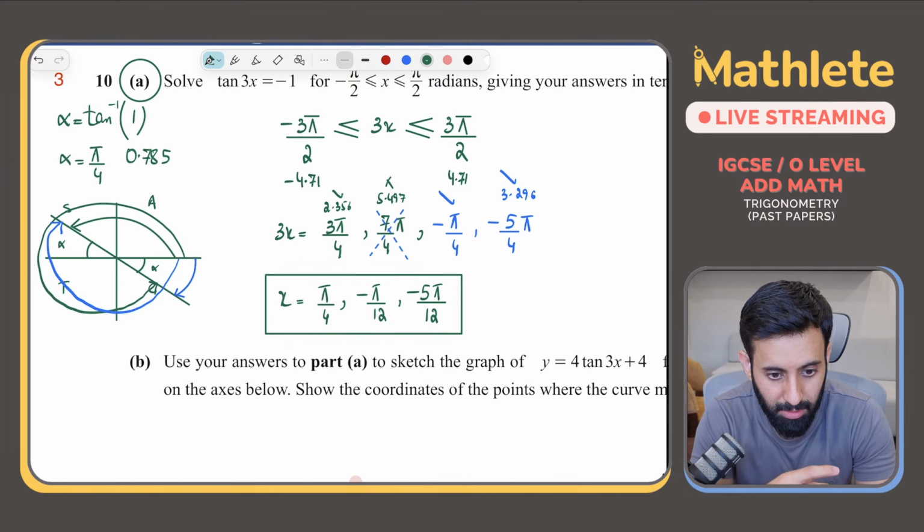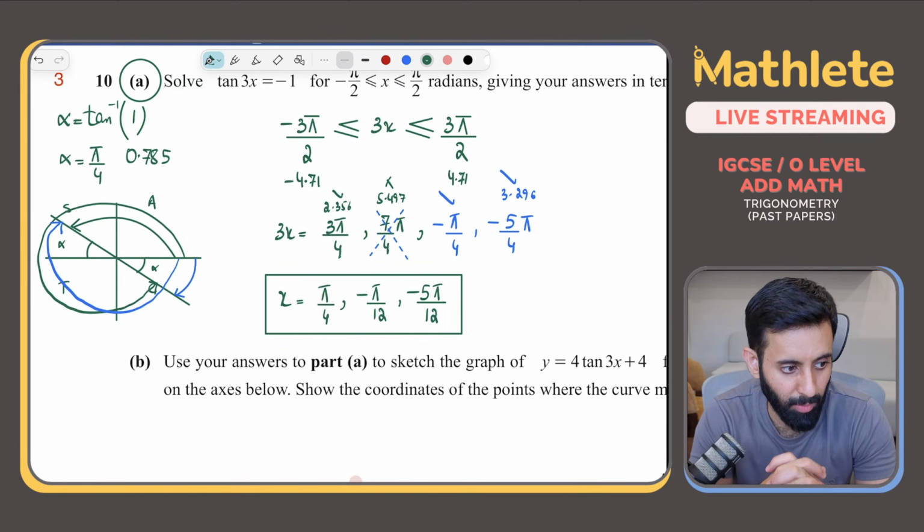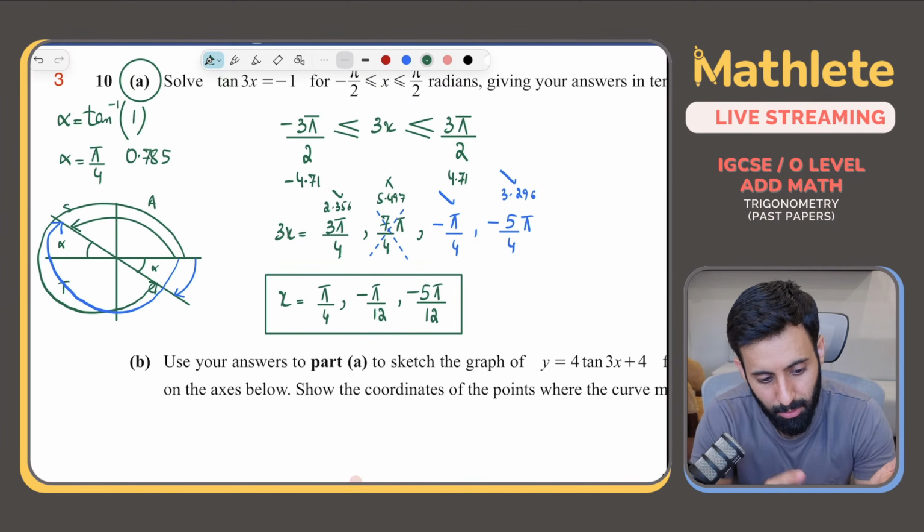Sir, what is this ASTC that you have made? Yes, I made the ASTC. We make ASTC for our own convenience. You will never find quadrants drawn in the marking scheme. Have you ever seen a quadrant drawn in the marking scheme? No. Why do we draw quadrants? So that we can keep track of which solutions to give and which solutions to ignore, and we can figure out how to find the solutions.